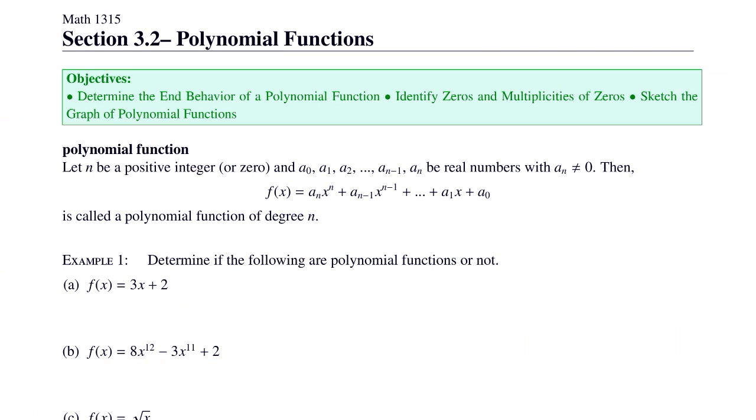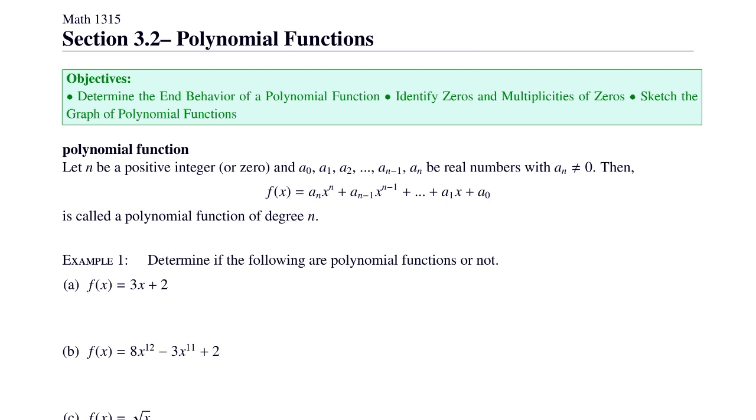In this lesson, we'll look at polynomial functions. In particular, we'll look at the end behavior of polynomial functions. We'll identify zeros and the multiplicities of these zeros, and we'll learn to sketch graphs of polynomial functions. We start with the definition of polynomial function.